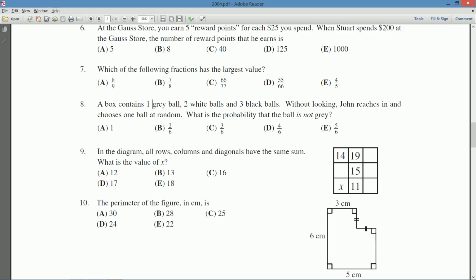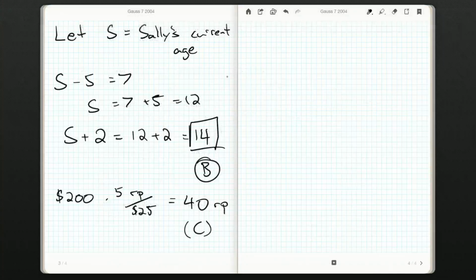So one thing I can do is rewrite some of these fractions. 66 over 77, well, both the top and the bottom have a factor of 11. So I'm going to rewrite these fractions and make them a little easier to compare. Another way you could do this question, by the way, is to just grab your calculator and evaluate them out and take a look at the decimals and say, well, which one's bigger?